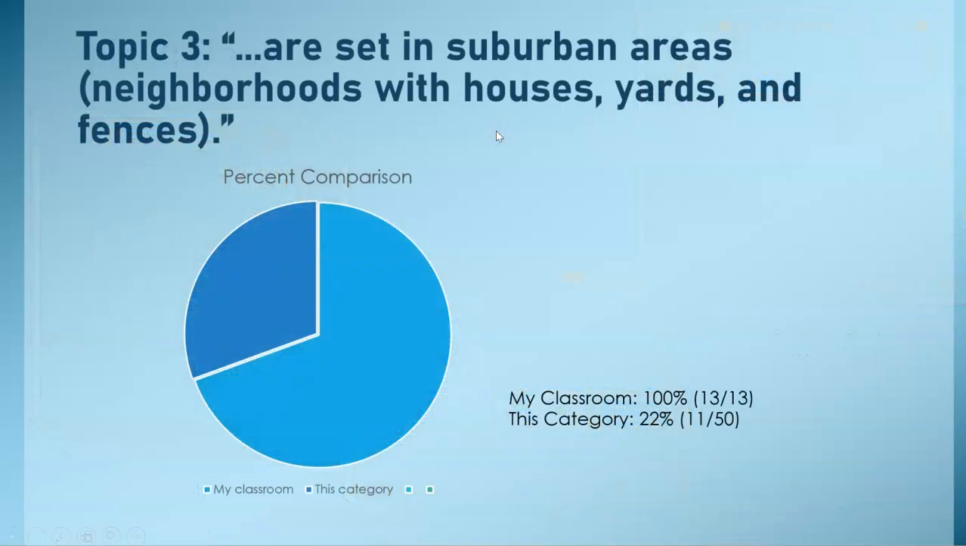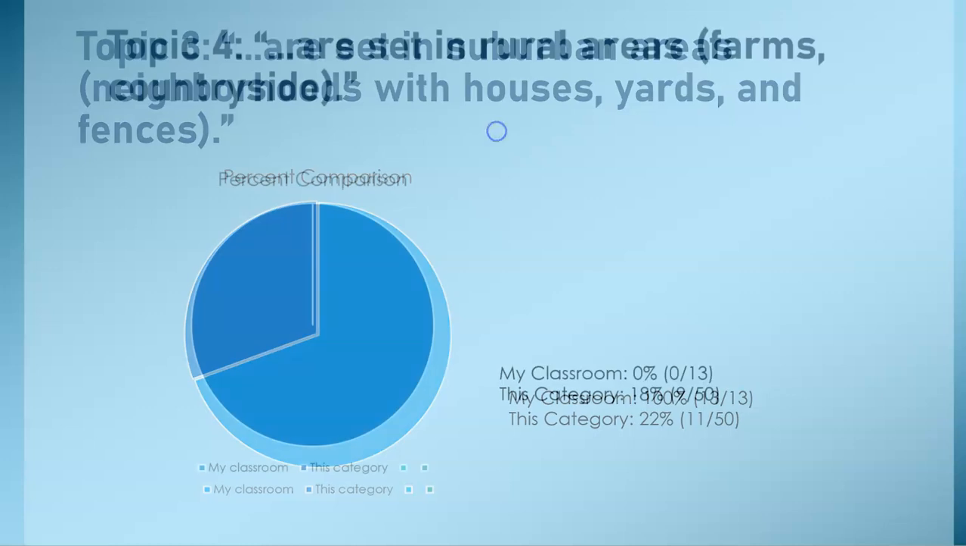The next 5 slides go over the topics I chose to investigate further. I chose this topic of books that are set in suburban areas because it represents my classroom the most. All of my students live in the suburban area. As I look at my classroom library audit, this was the highest category out of the setting section at 22%, or 11 out of 50 books.